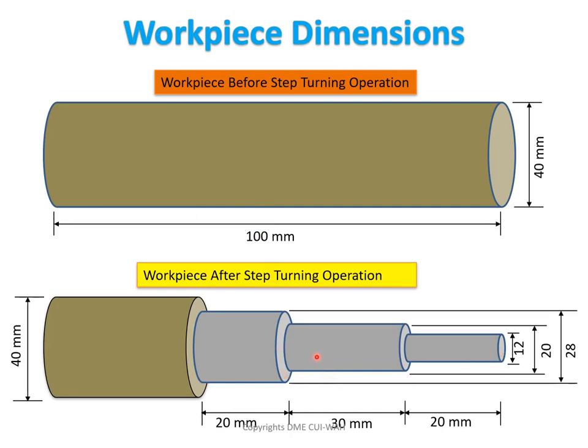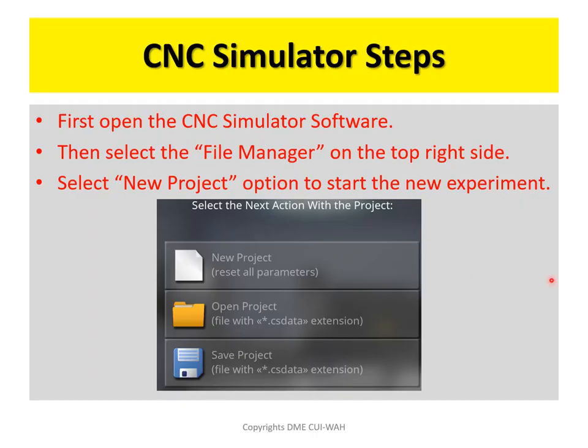Now we will generate a code for CNC simulation software for this step turning. This is the first step for generating code. As we have discussed in the previous lectures in detail, it has three options: open project, new project and save project. Open project is to continue the project from the previous session. Save project is for saving the progress, as we always do in our last step. And new project is for generating a new profile or new code. So you will click on new project for generating new code.